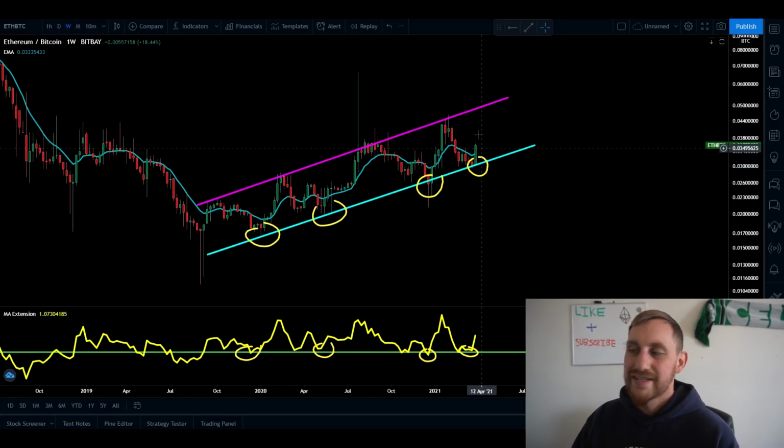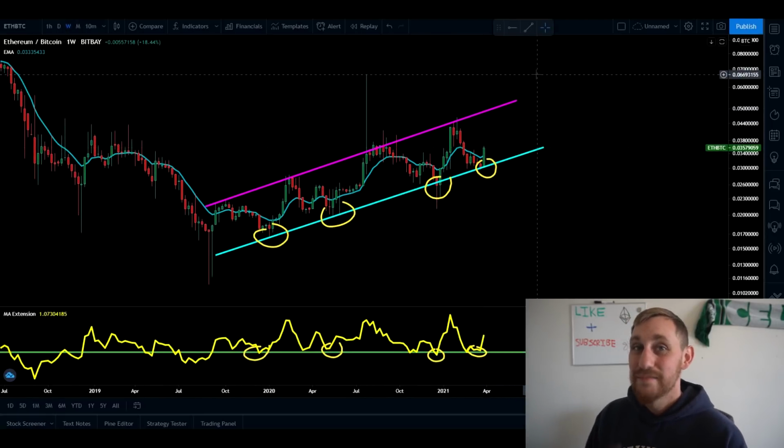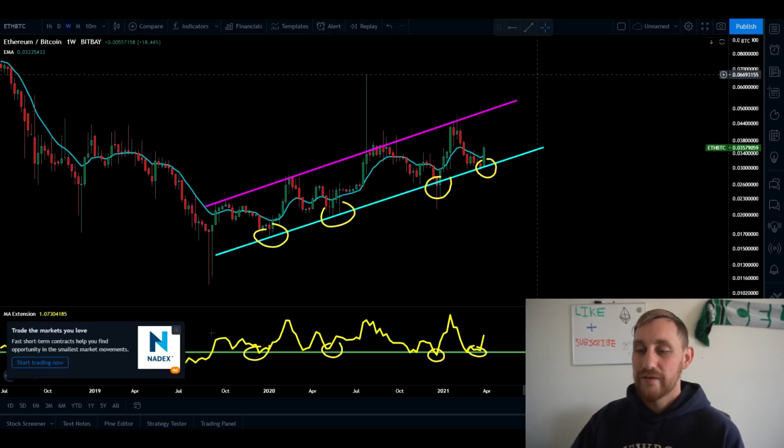So like I said, guys, I am expecting a retest of this for Ethereum over the next couple months. Yes, months, guys. It could take that long. Who knows how long it's actually going to take, but nonetheless, I'll be here for you. We'll be here for you throughout the bull market.